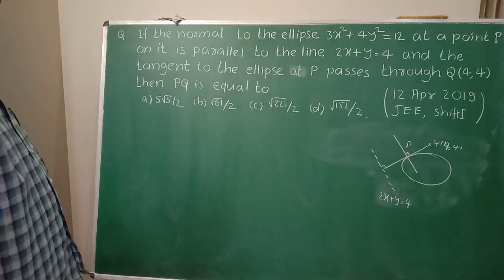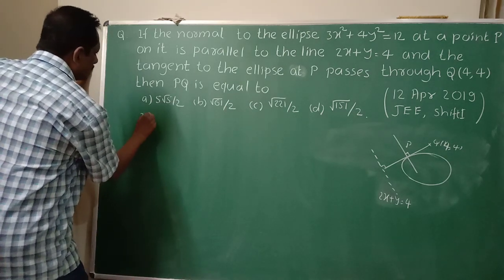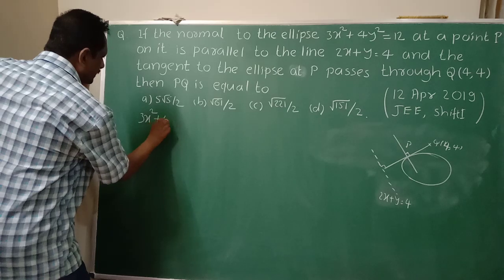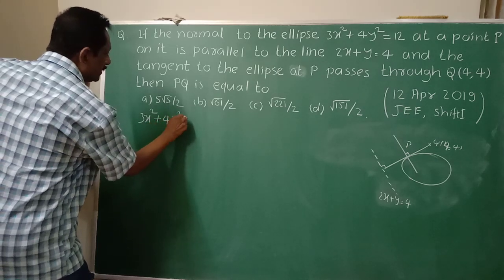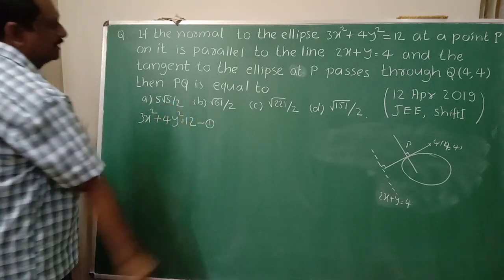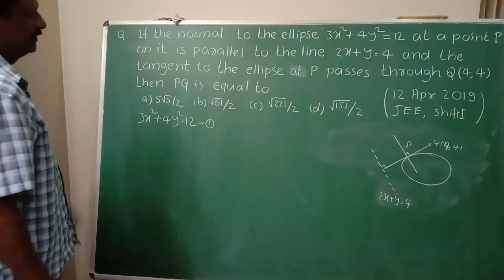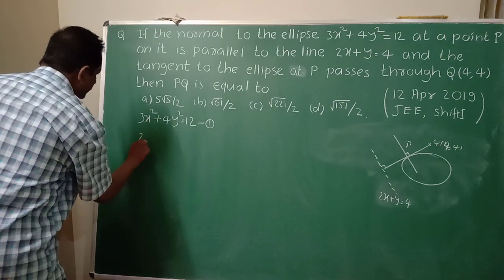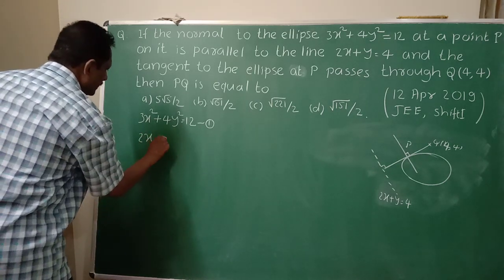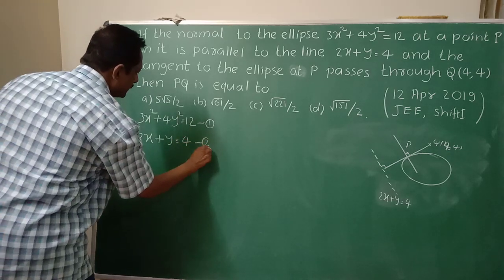So therefore, here 3x² + 4y² = 12. Take this one as equation number 1. It is the equation of the ellipse here. Okay, and 2x + y = 4 is the given line here.